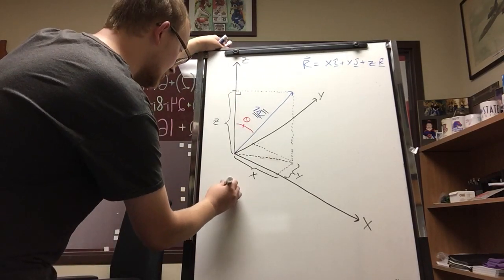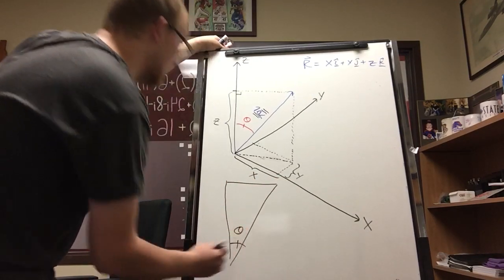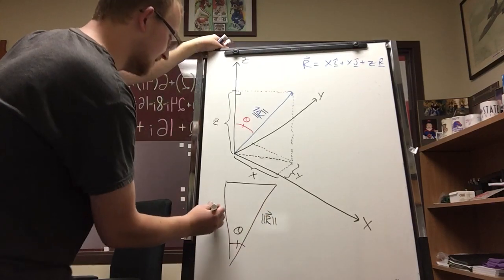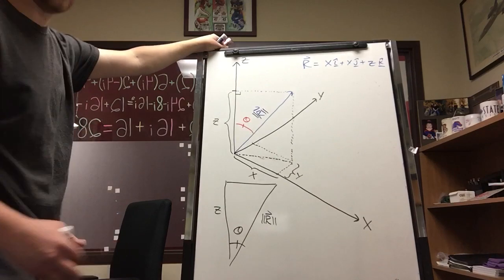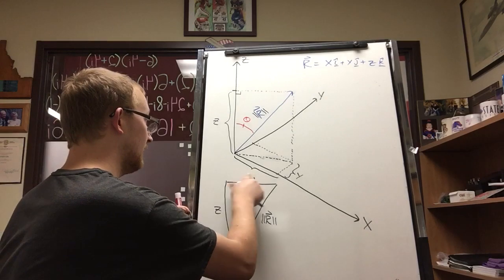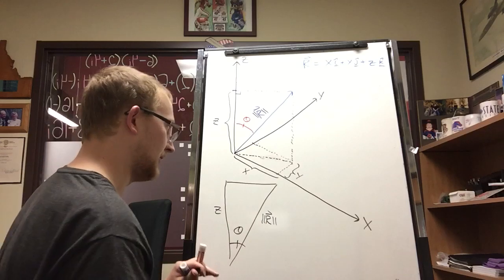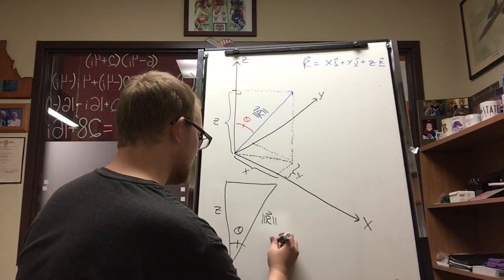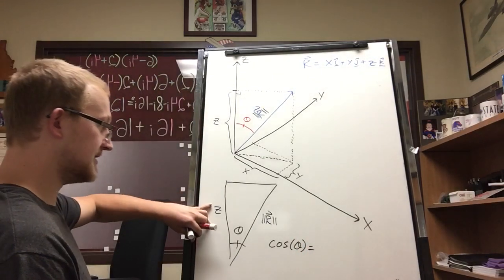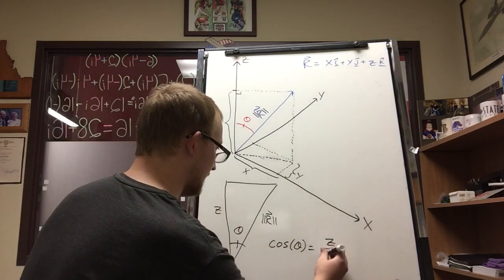And so let's draw the triangle down here to kind of bring it back into 2D space. So here's theta. We know this is the magnitude of r, and we know that this side is z. And so I'd just like to point out that we know of a function that relates the adjacent to the angle to the hypotenuse of the angle, and that's going to be cosine. So we know that cosine of theta is going to equal the adjacent, the z, over the hypotenuse, or the magnitude of r.